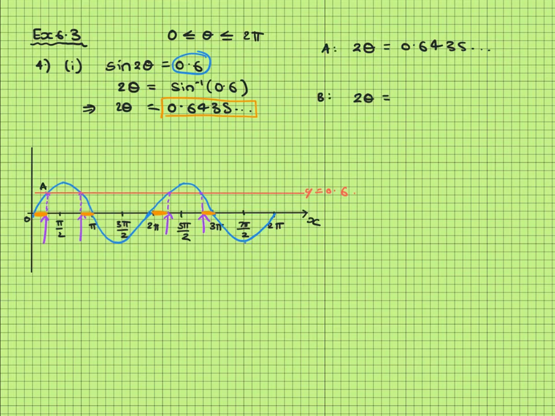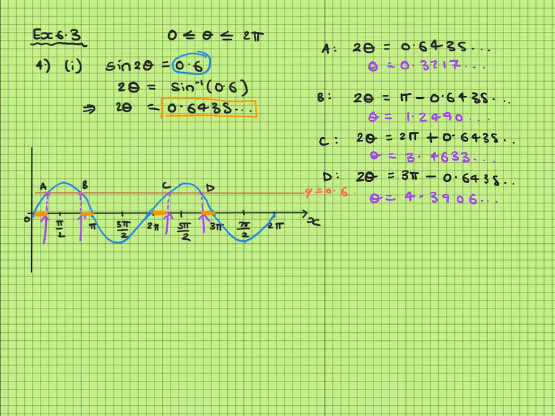Then point B, I'll label it over here. That's where 2 theta is equal to pi minus 0.6435. And then point C, which is over here, 2 theta is equal to 2 pi plus 0.6435. And then we've got one final one over here, D, where 2 theta is equal to 3 pi minus 0.6435. We simply then work out each value of 2 theta and then divide by 2 to get our correct answers, which are values of theta. So we'll just finish off by working out the values of theta.